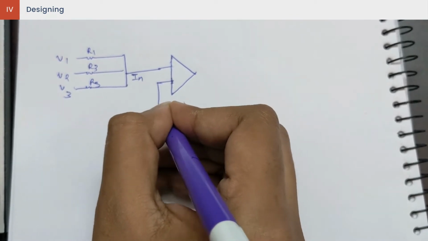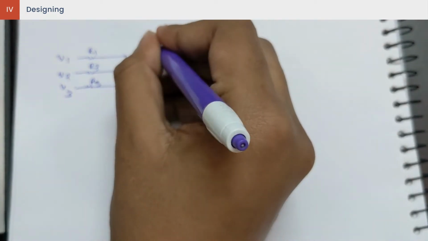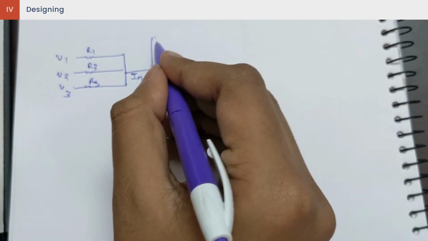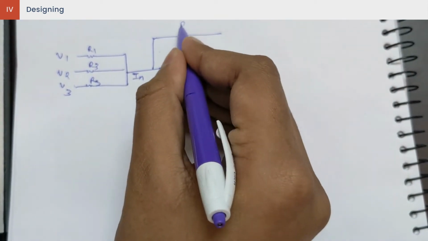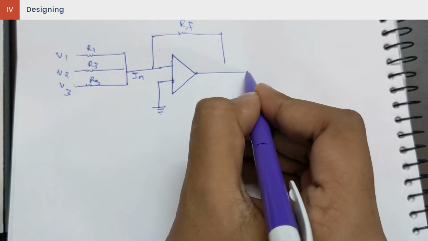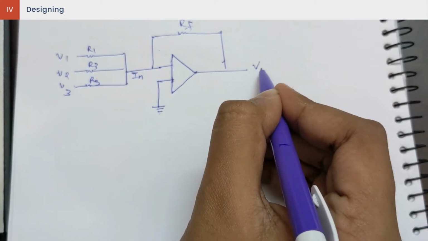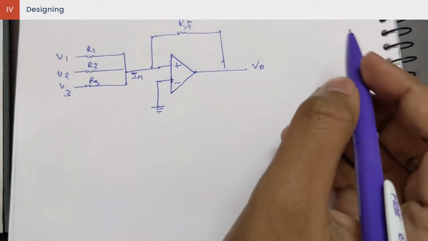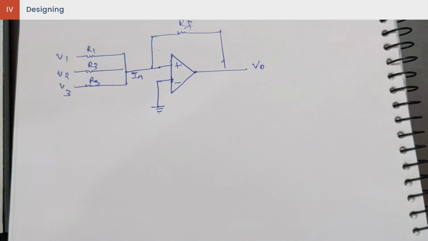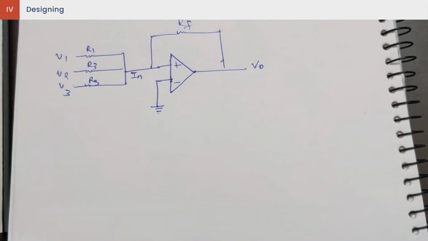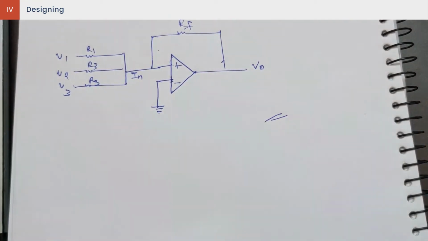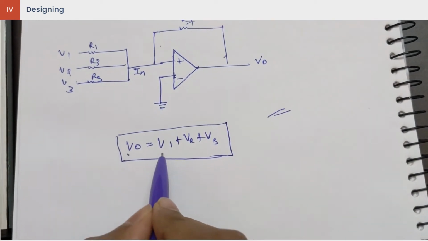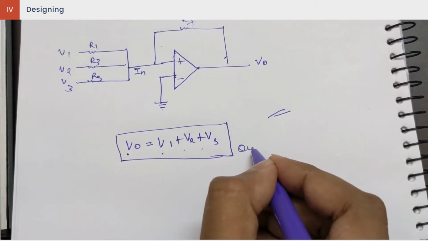Let's take V equals 0 to the ground. And here we have the feedback resistor, and this is the output voltage. These are the positive and negative terminals of this amplifier. And in just a minute, we have a very small analog computer which takes three inputs and computes an output V0. Now V0 equals V1 plus V2 plus V3. This is our claim, right?